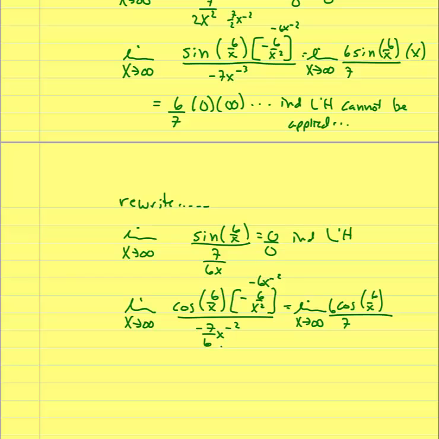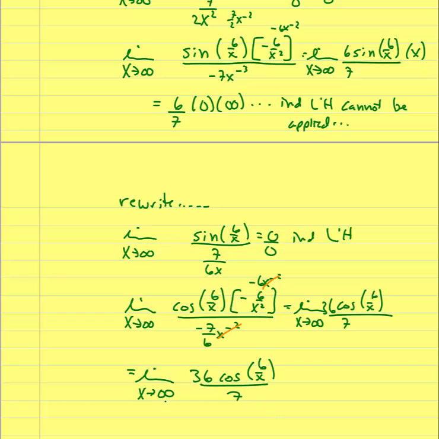Oh my gosh, this is good news. This is going to cancel. The x to the negative 2's will cancel. And as the x to the negative 2's cancel, it looks like I have one more 6 in here though. That would flip up top. So I'd have a 36 out front. And I'm ready to take my limit then. So I'm going to rewrite just real quick. The limit as x approaches infinity of 36 cosine 6 over x all over 7.